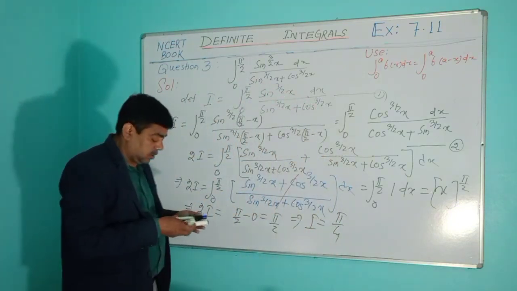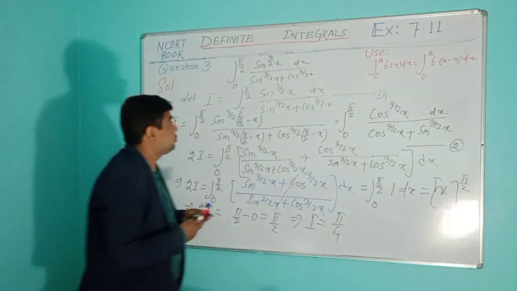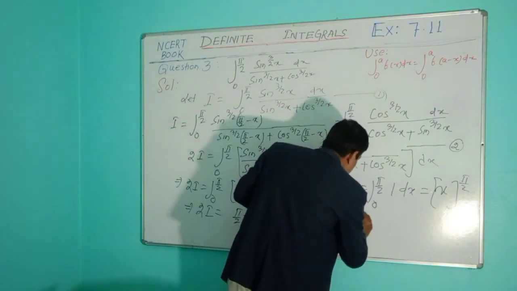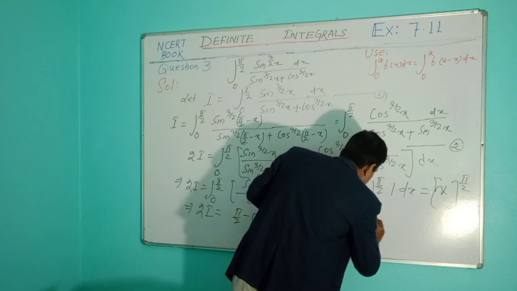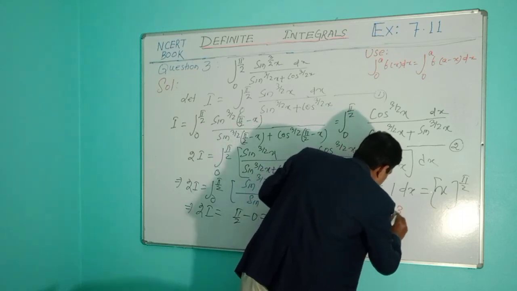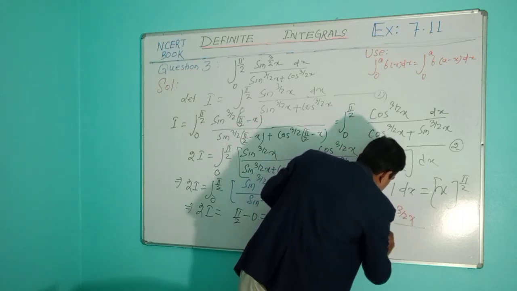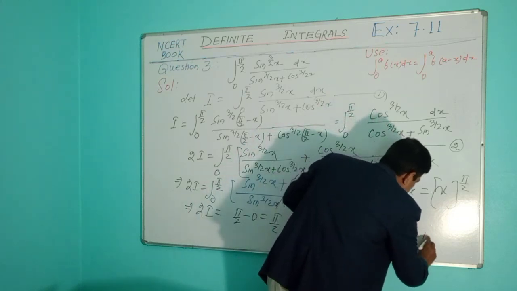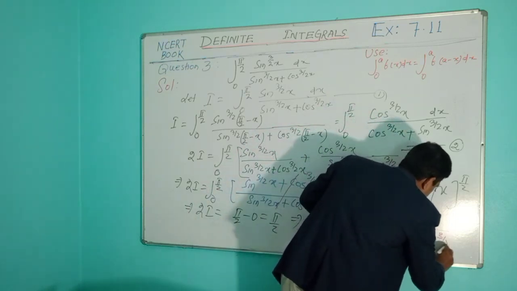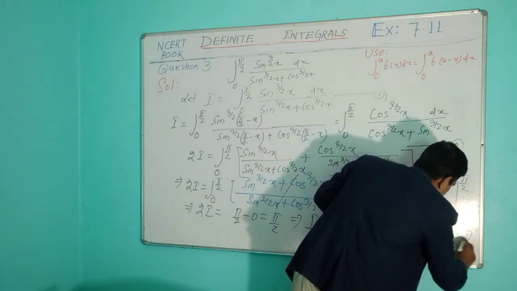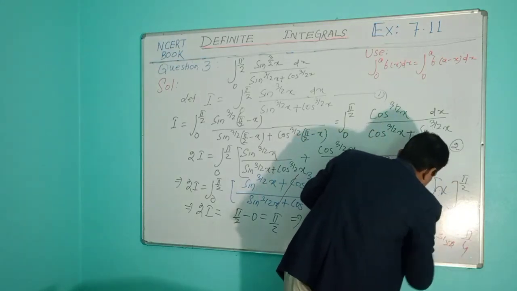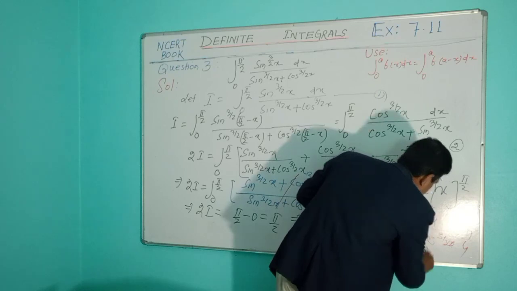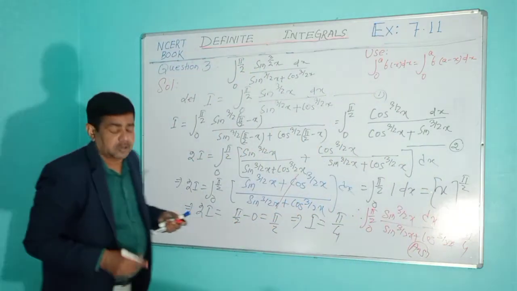Thus we got the integration of 0 to pi by 2 of sin to the power 3 by 2 x divided by sin to the power 3 by 2 x plus cos to the power 3 by 2 x dx is equal to pi by 4. And this is the required answer. Is it clear? Understand? Okay.